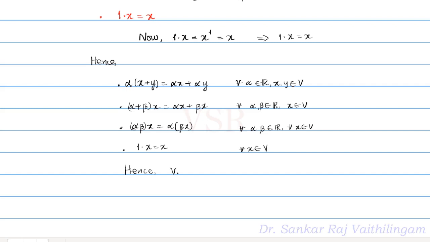V, with respect to this addition and with respect to this scalar multiplication, is a vector space over R. Thank you.